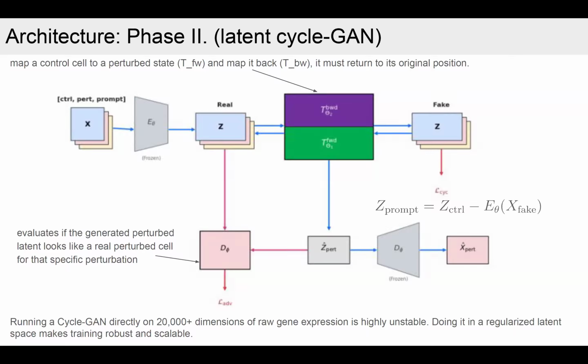And one thing to note is that we are doing this in the regularized space, because otherwise it would be very unfeasible, because we are dealing with more than 20,000 genes.